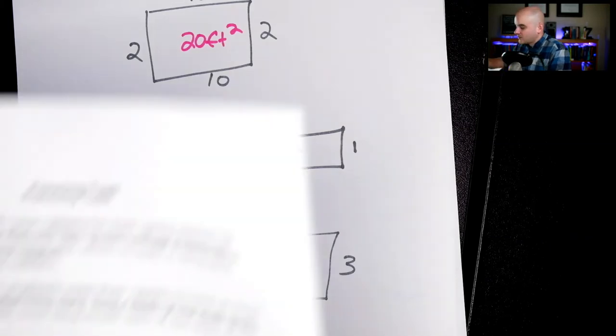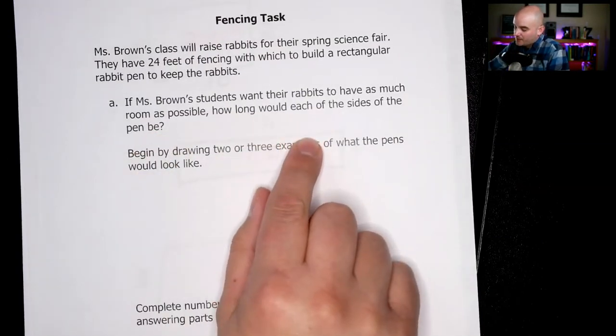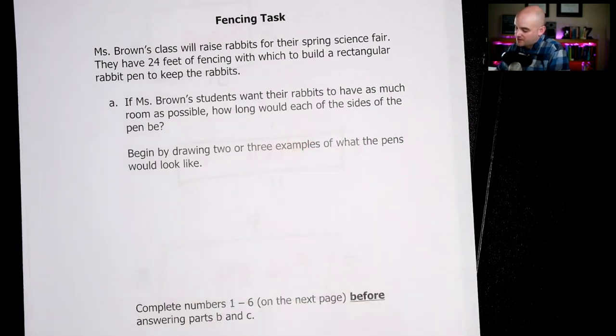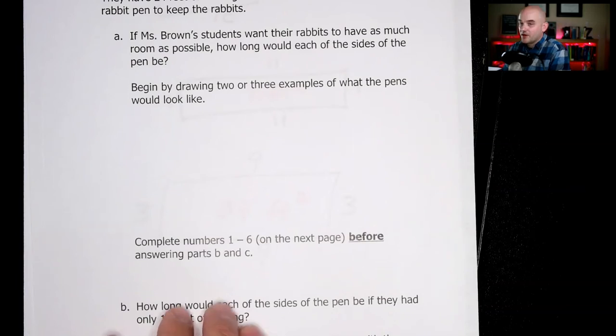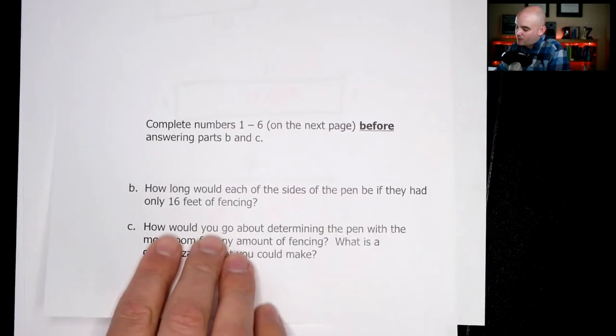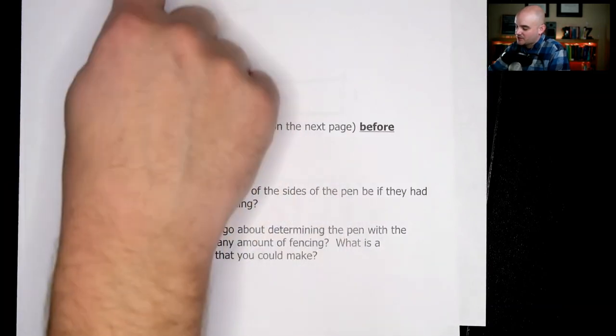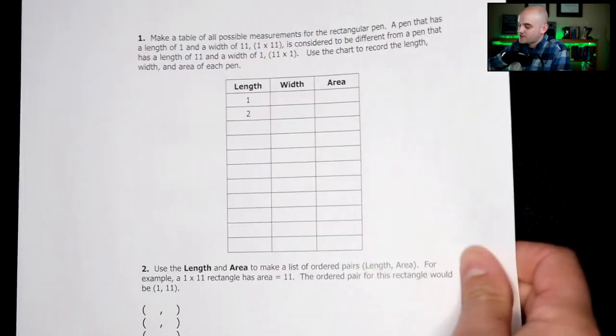So if we go back and look at the questions, that's one thing we want to know, what will maximize that. And it says to begin by drawing 2 or 3 examples of what the pens would look like. Hey, we already did that. And then complete numbers 1 through 6 before we answer these questions A and B here, okay? So I should have this link somewhere in here, this sheet right here, so you can take a look at it. This is our first thing we want to do here.